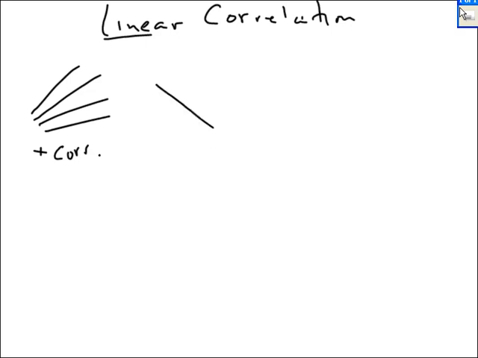A line that slopes this way, that is, as you go to the right, it goes down. You go to the right, it goes down. Lines that slope this way have negative slopes, or in our case, a negative correlation.